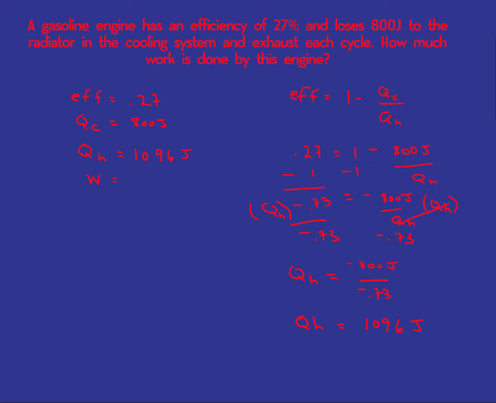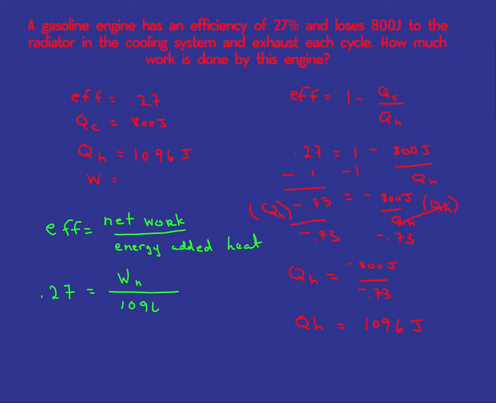Now let me switch colors here so that you can see this more clearly. We're going to now look at another formula for efficiency, and this one says that efficiency is equal to the net work that's done, which is what I'm looking for, divided by the energy added as heat. I could write it a lot easier by writing Q_H. All right, so this is our formula now. Efficiency is still 0.27, which is equal to my work, W net, divided by my energy added as heat, which is 1096.